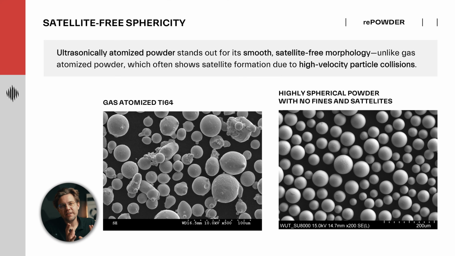This episode will compare qualities and characteristics of gas-atomized and ultrasonically atomized powders. Right now on the screen you can see two SEM images. On the left you can observe typical gas-atomized TA6. On the right part of the slide you can see ultrasonically atomized TA6 powder. The very same composition, completely different powders.